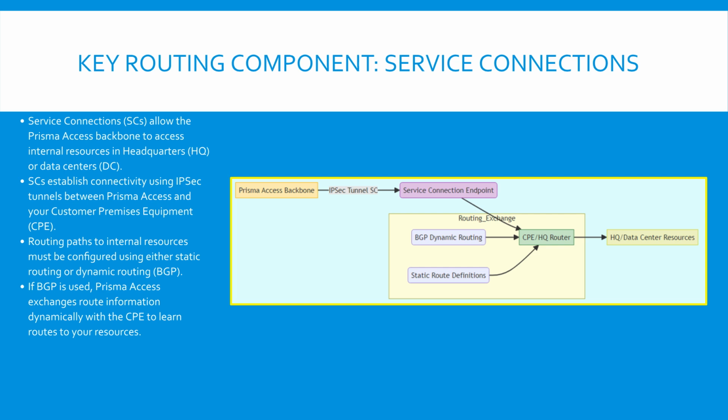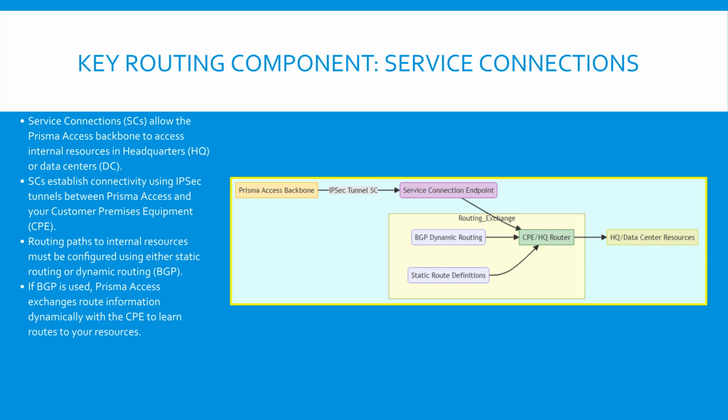Service connections are the crucial bridges connecting the cloud-based Prisma Access network to your physical data centers or headquarters. Think of them as secure tunnels necessary for mobile users and remote networks to access your private applications. These connections rely on robust IPsec tunnels established between Prisma Access and your network device, called the Customer Premises Equipment, or CPE. To determine the path to your internal resources, you must define the routing method.